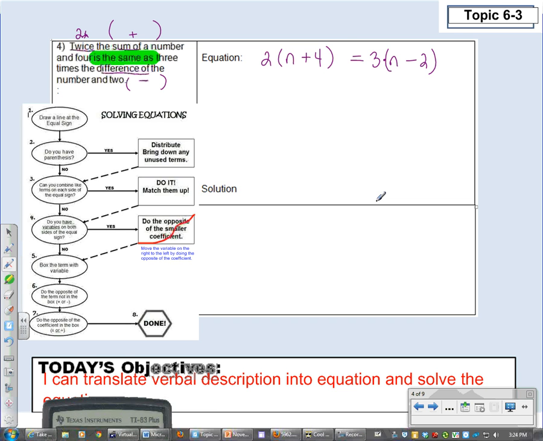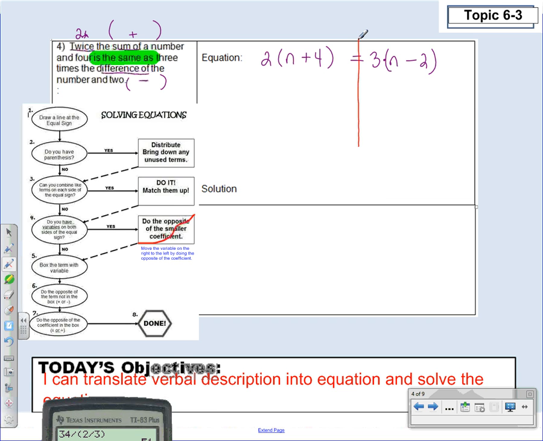We're going to draw a line down the equal sign. Do we have parentheses? Yes, we do. So the number that's on the outside, we're going to multiply each number inside by that number. Each number inside the parentheses multiplied by 2. So n times 2 is 2n, plus 2 times 4 is 8. Equals 2. We have parentheses again. I have a 3, so everything inside the parentheses is going to be multiplied by the 3. So 3 times n is 3n, and 3 times a negative 2 is a negative 6.